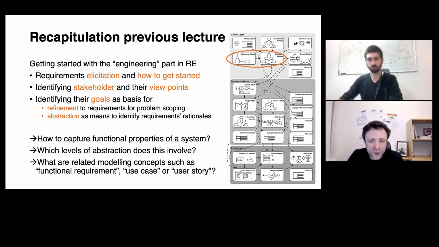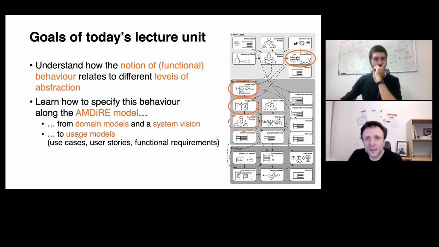Now, what we left open is where to go from here on, in particular, how can we capture functional properties of a software system, but also to which levels of abstraction does this relate, and most importantly, what are the underlying modeling concepts that we can use for that. You might have heard some of those modeling concepts, such as use cases and scenarios, but also functional requirements or user stories in context of Agile. So an interesting question is, how do these different concepts relate to each other? And this is exactly what is in scope of today's lecture.